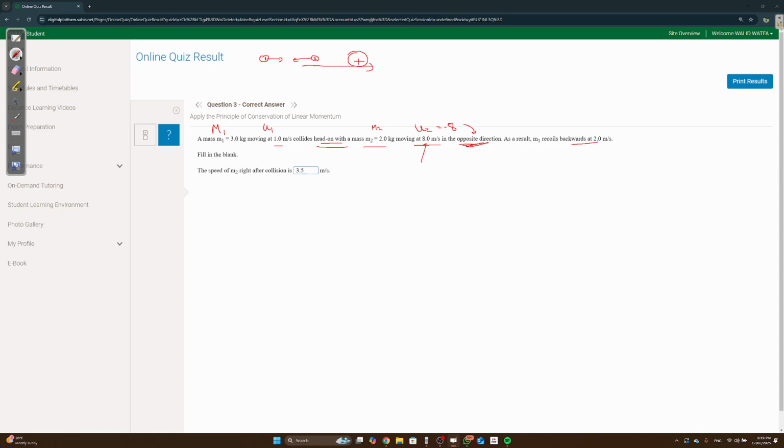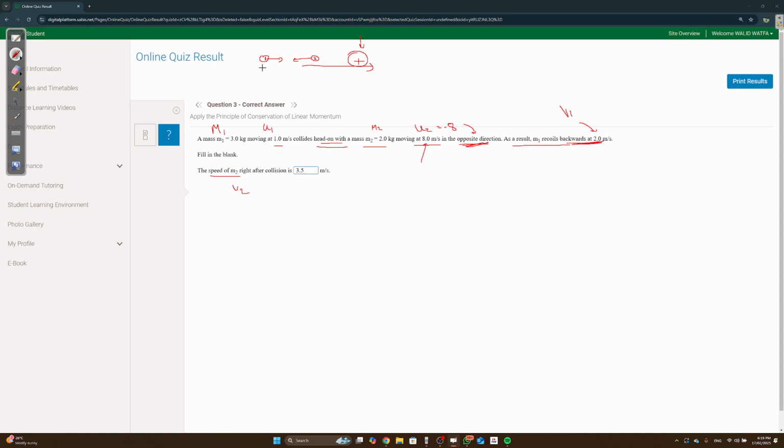Why? Because it's in the opposite direction. We agreed we're taking the positive direction to be to the right. That means block 2 or ball 2 is moving to the left, which is the opposite direction. As a result, M1 recoils backwards at 2 meters per second. So we found V1, and actually they're asking to find V2.